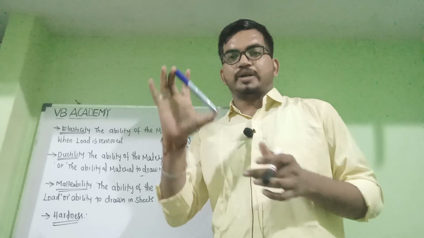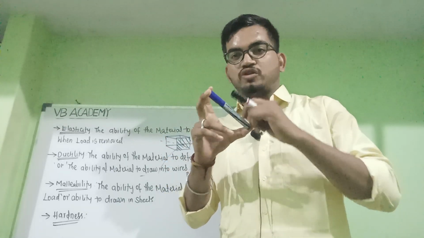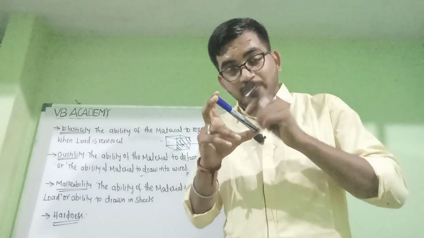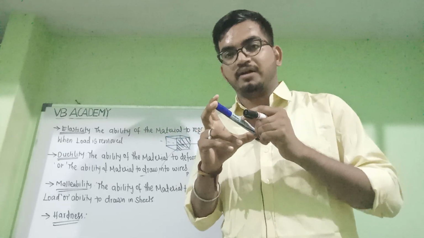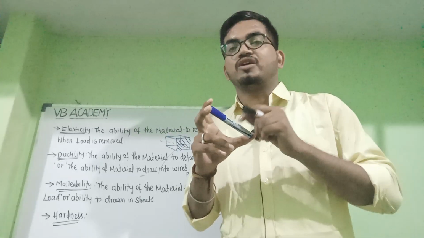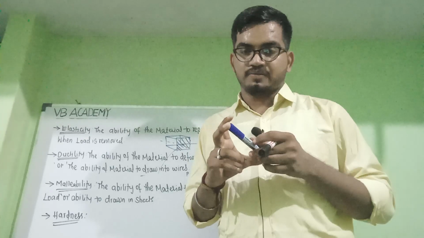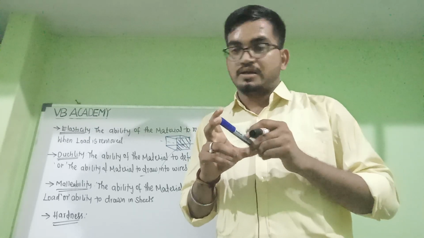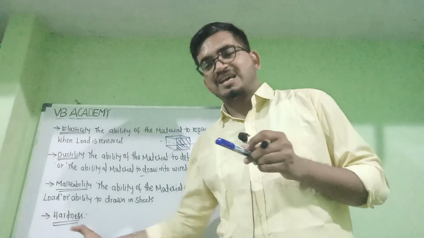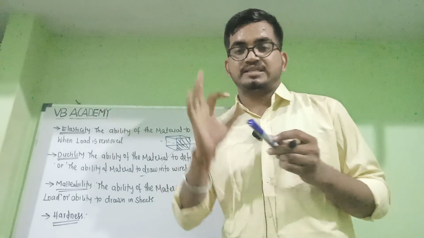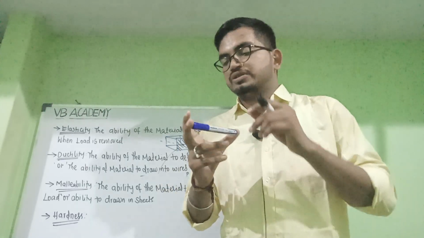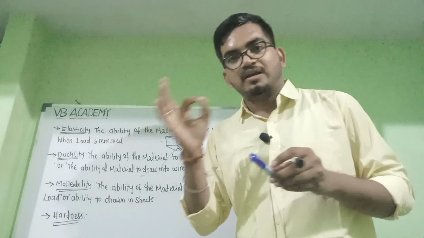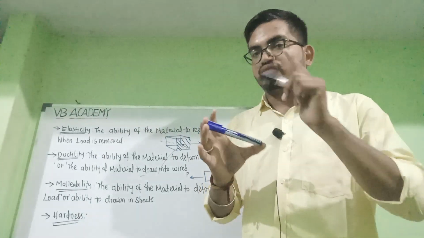Say I am having this material and I am trying to scratch on this. If the material with which this body is made resists, then we call this material harder. This type of harder material has less ductility. You're getting it, right? So this type of harder material has less ductility. Clear?